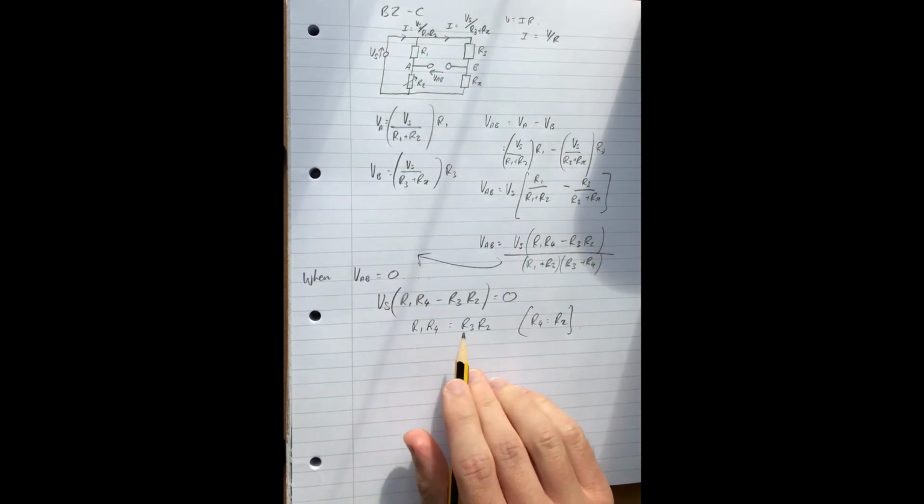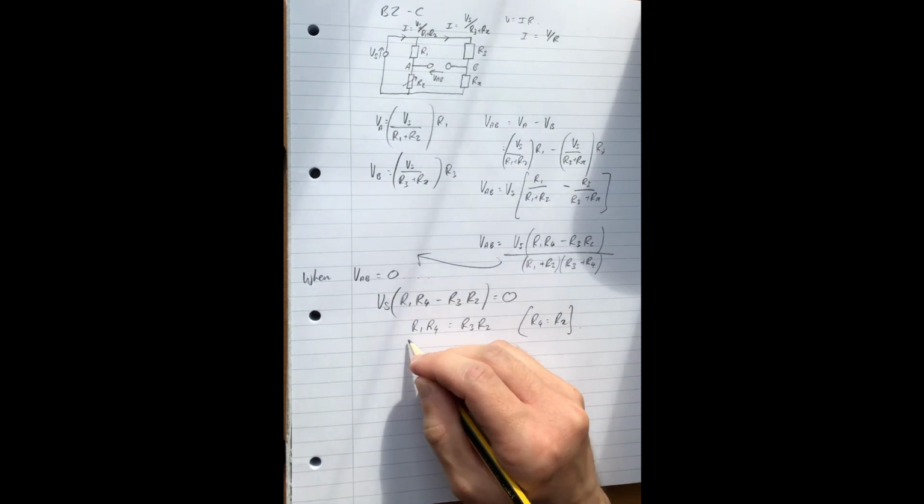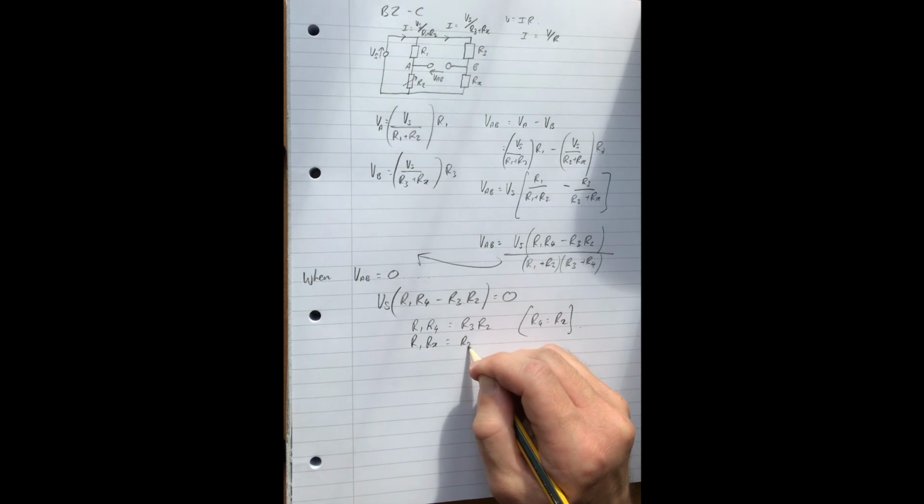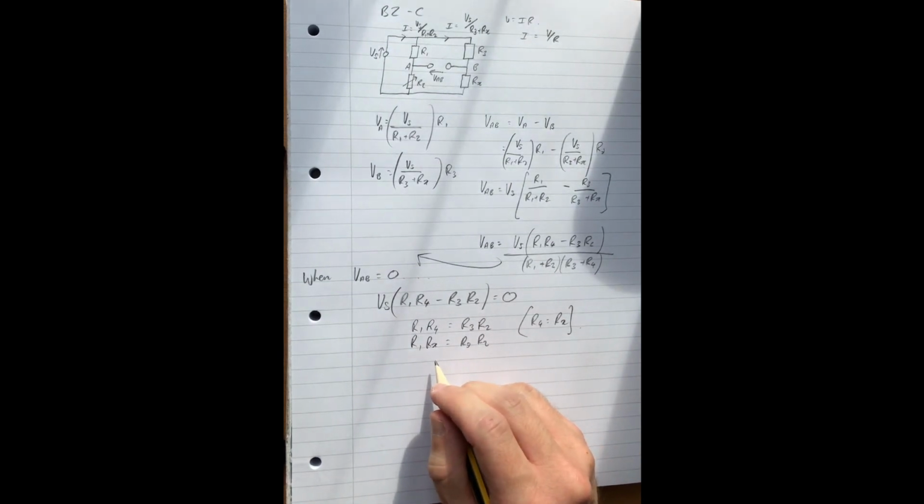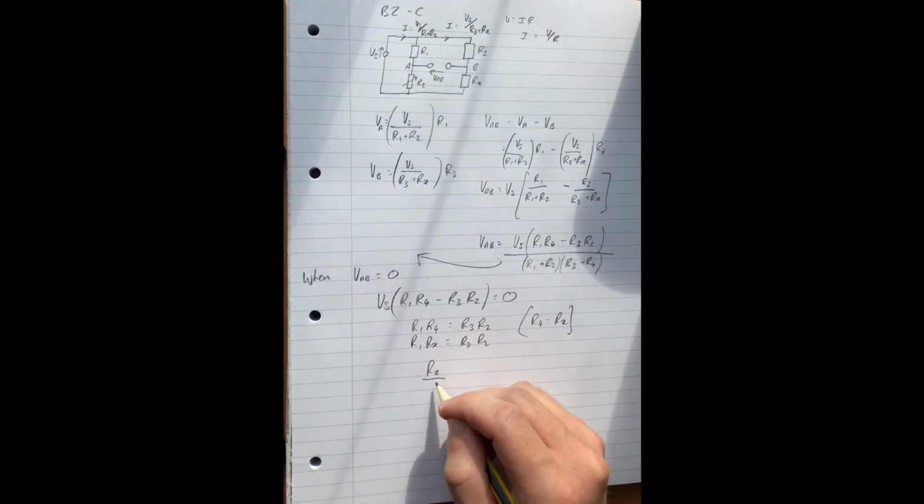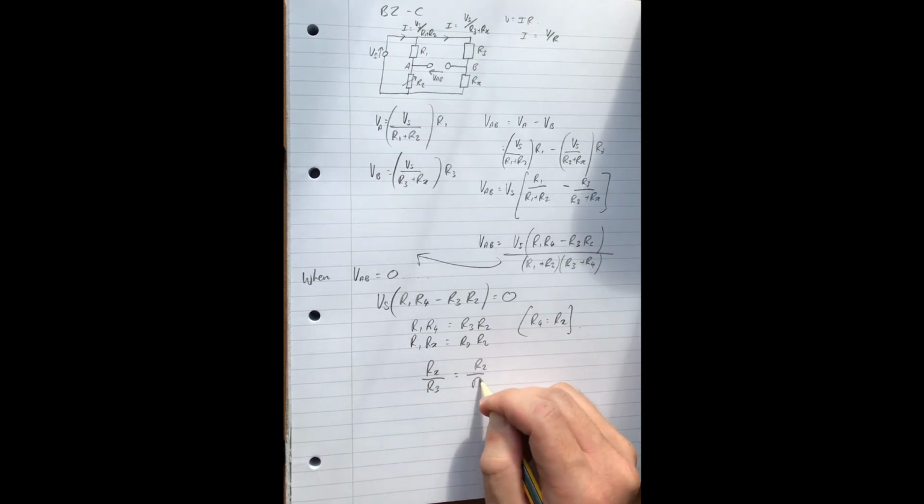I'll just rewrite that for clarification here. R1 Rx equals R3 R2. So what we can say now, very simply, is that Rx on R3 equals R2 on R1.